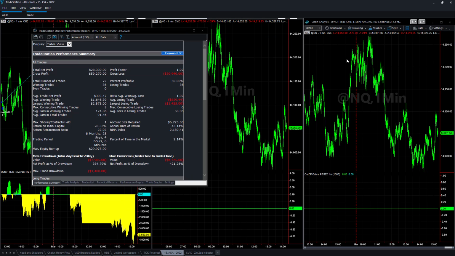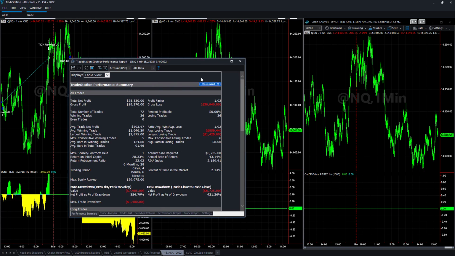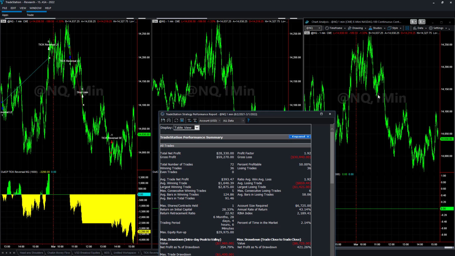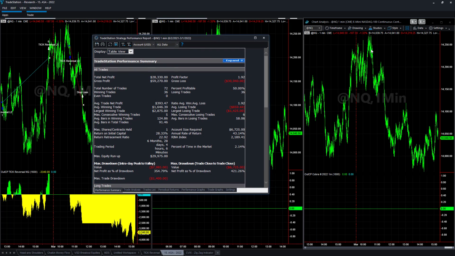Here is the new Cobra III 2022. It's a 1 minute. Also notice all these use the non-.D symbols. We're all on 1 minute, and they use a custom session US stock. And here's the performance going back 7 months.